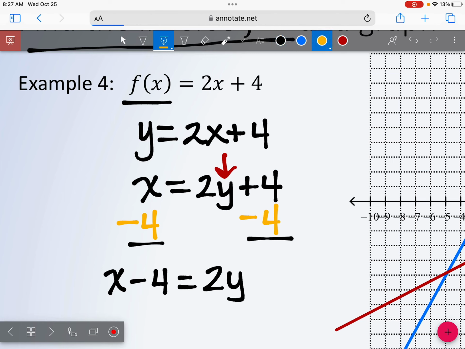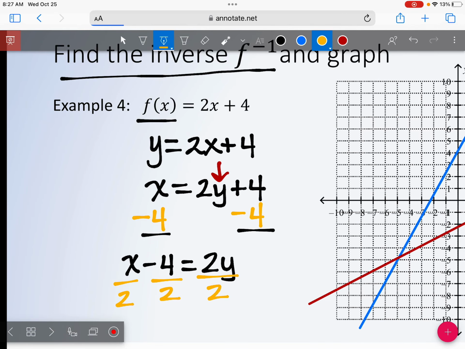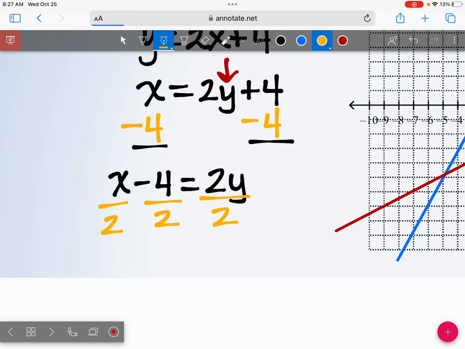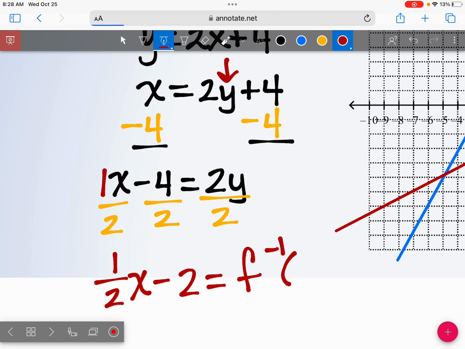And now we're dividing everything by 2. There's an invisible 1 in front of the x. So I'm left with 1/2 x, because 1 divided by 2 is 1/2, and then 4 divided by 2 is 2. And that is my inverse. I'm going to show that it's the inverse by putting the -1 there. This simply means that this is the inverse of f of x, and that's how you want to notate it.